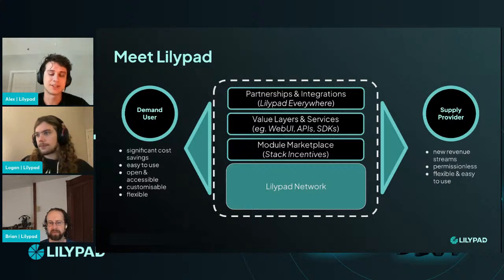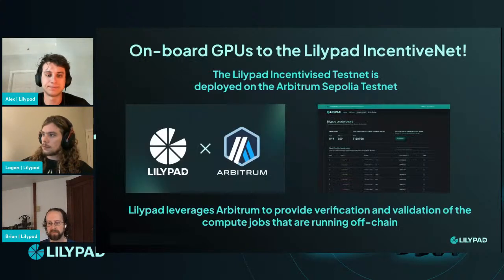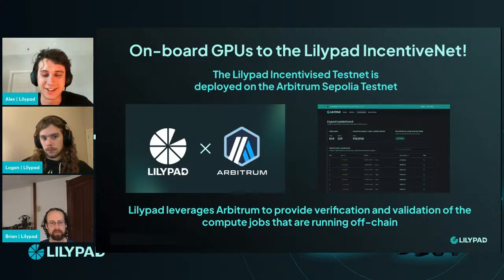We believe that it's part of this open source AI, open compute world that needs to be built out. And so anyway, we're very excited to support that. So our big call to action, apart from, well, there's a lot of calls to action today, but one of the first big ones is, of course, join the Lilypad Incentive Net.